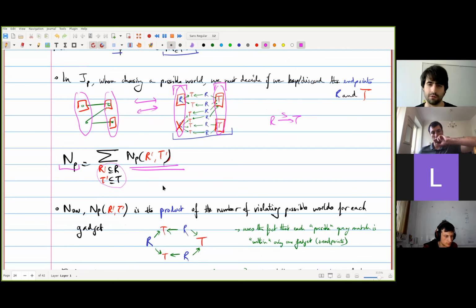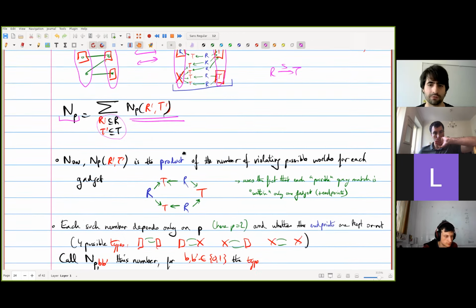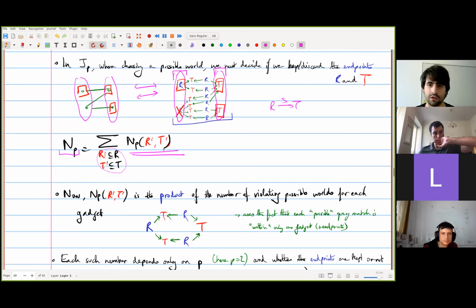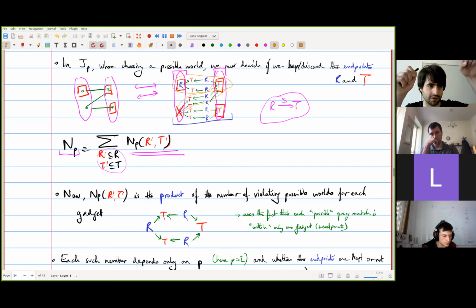And now, why do I fix the left and right facts? It's because now all of the gadgets are independent from one another. You see, knowing whether I have this pattern here, I can determine it by looking separately at the gadget here, the gadget here, because the endpoints have been fixed, and so there is no longer any correlation between these gadgets.